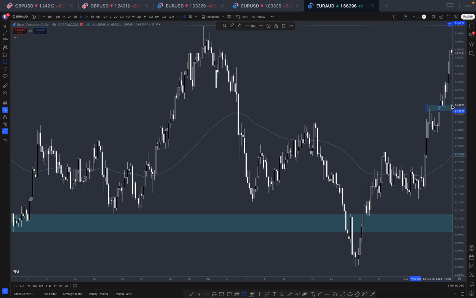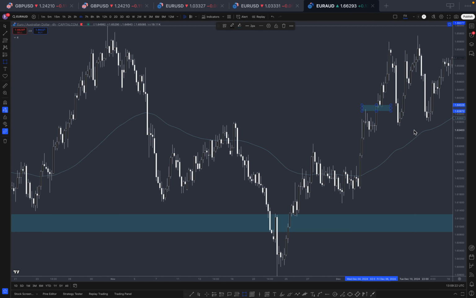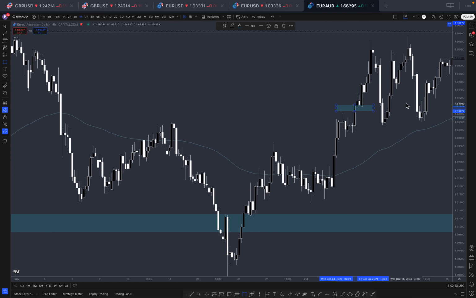That would be the region I'd be looking at, and then look for a nice pin bar close. This is a bit iffy, actually, to be fair. I'm going to have to speak to Otis on what he would think of this. It's not exactly what you would be looking for, but it is a sufficient engulfing bar close, that's for sure.